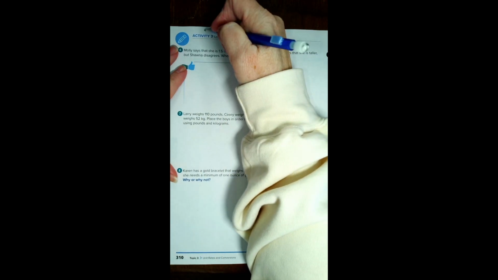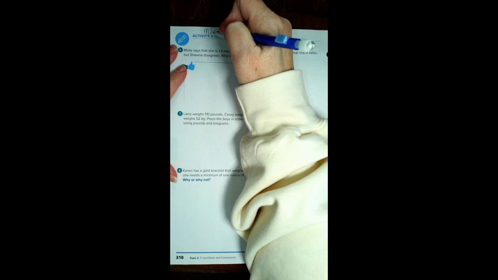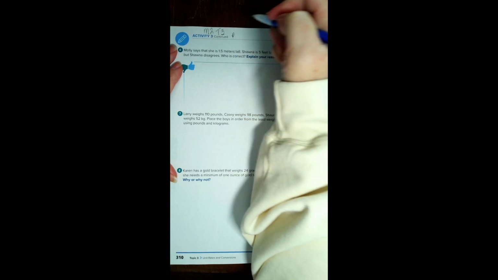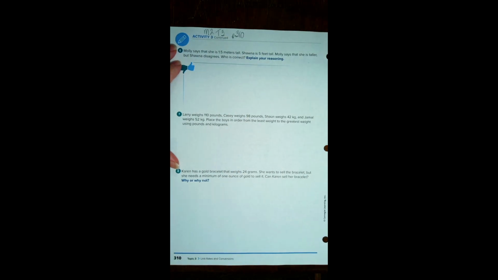Okay, we are finishing up Activity 3. We are in Module 2, Topic 3, Activity 3, on page 310. Molly says that she's 1.5 meters tall. Shauna is 5 feet tall. Molly says that she's taller, but Shauna disagrees. We have a thumbs up, thumbs down.